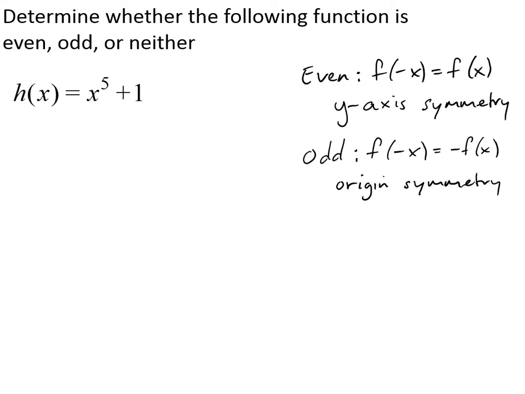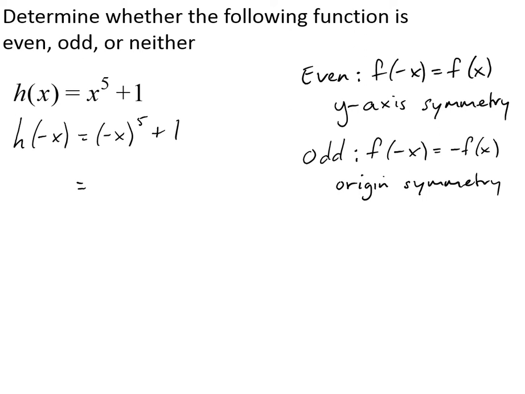To determine whether this function is even, odd, or neither, we're going to start by evaluating h of negative x. So that means we're going to replace our x with negative x. So when we have that negative x to the fifth power, that's negative x times negative x times negative x times negative x times negative x. So we have a negative multiplied by itself in there 5 times.